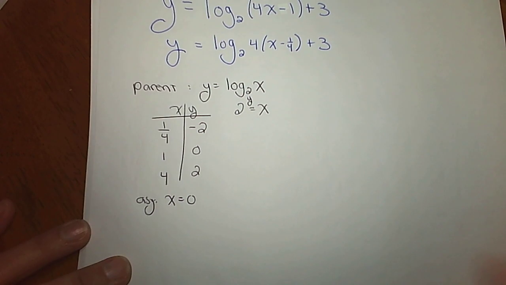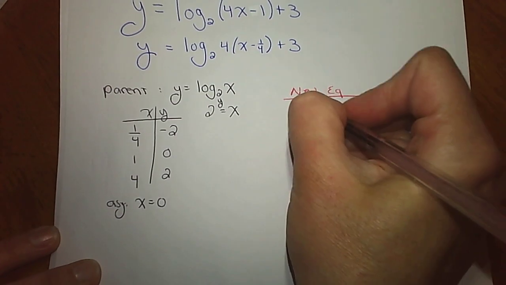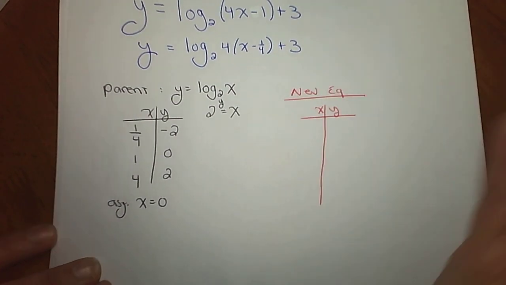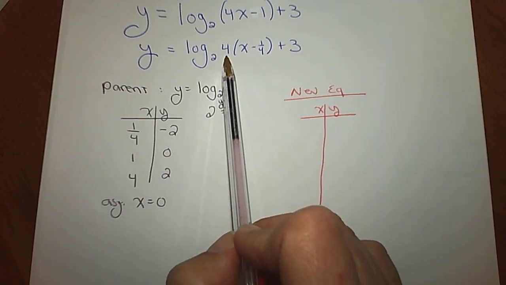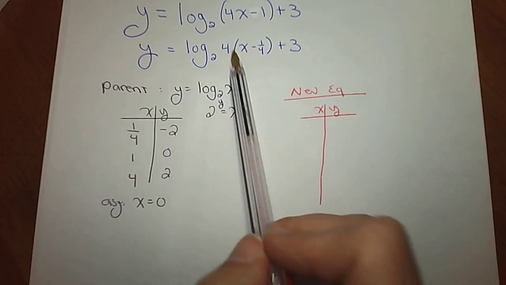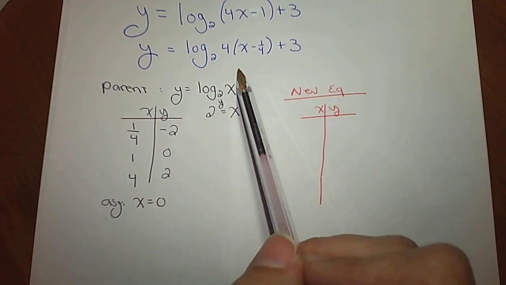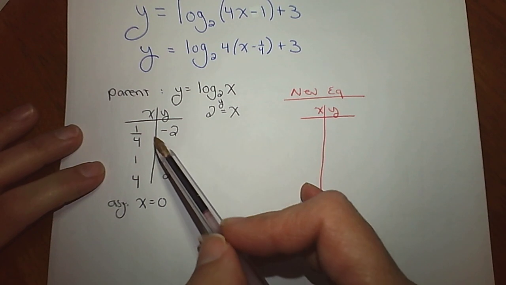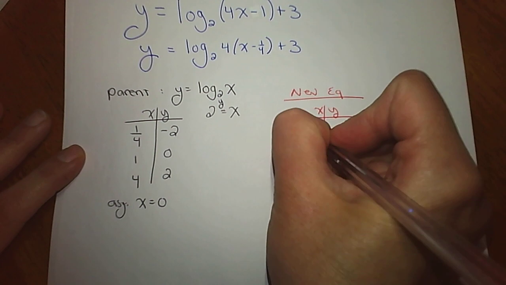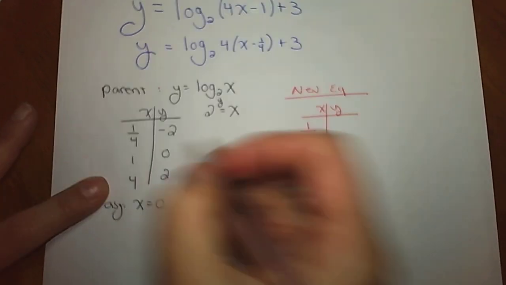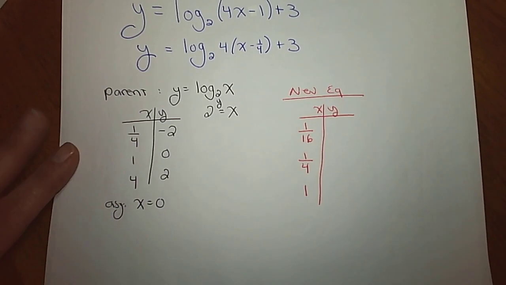And now we're going to do the new equation. I'm going to make my xy chart. Now, I always like to work from left to right. It'll avoid any errors. The first thing I see is the number 4. Now, anything that affects the x, we always do the opposite. So we're not going to multiply by 4. We're actually going to divide by 4. So what we're thinking here is dividing by 4 is the same thing as multiplying by 1/4. So 1/4 times 1/4 is 1 over 16. 1 times 1/4 is 1/4. And the last one would be a 1.